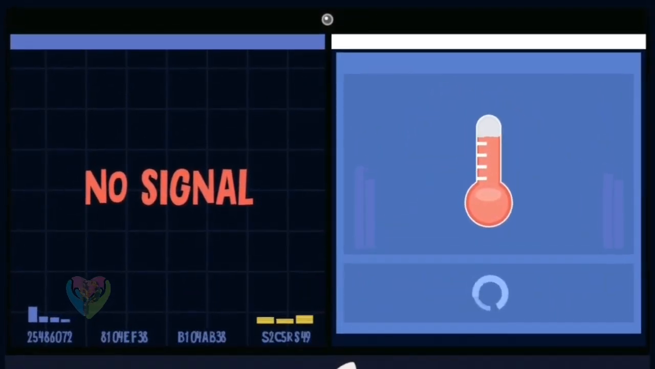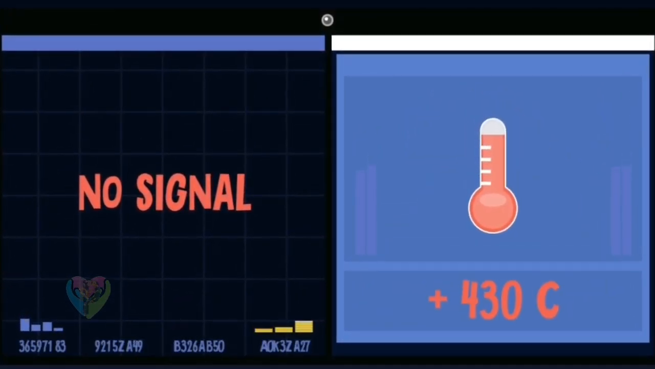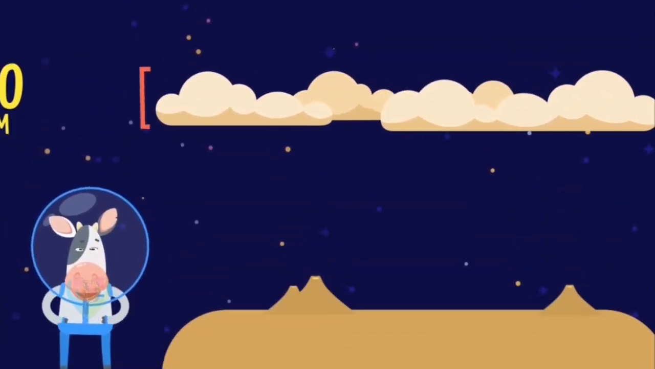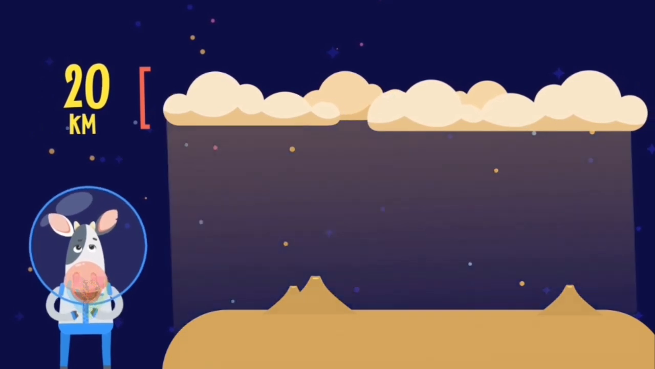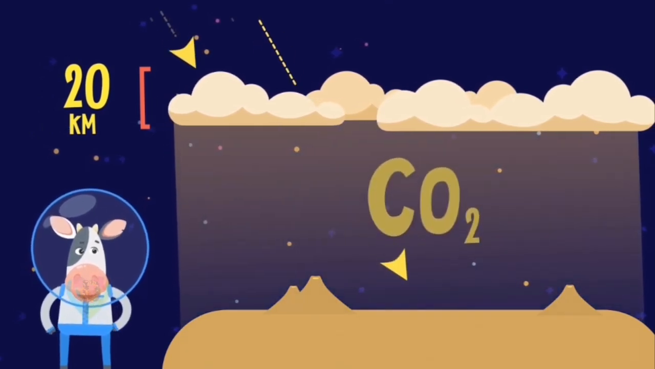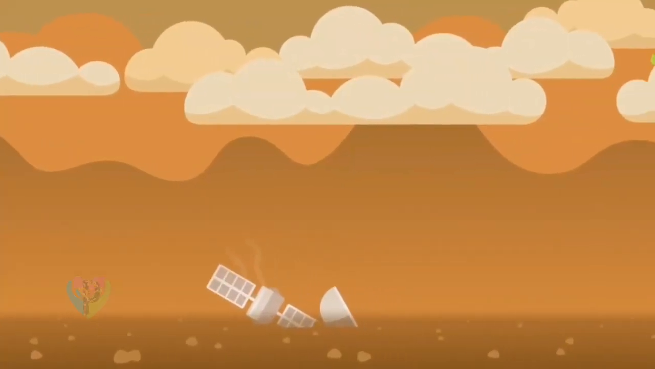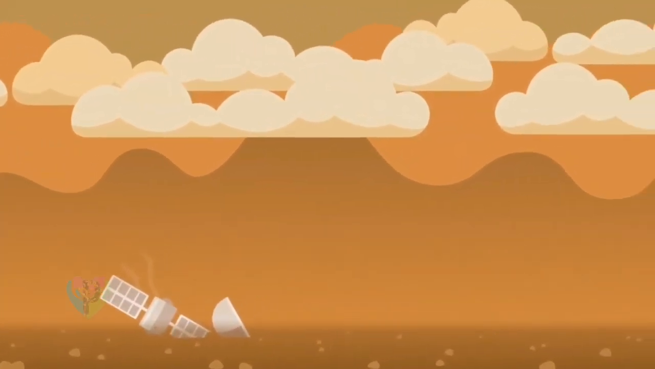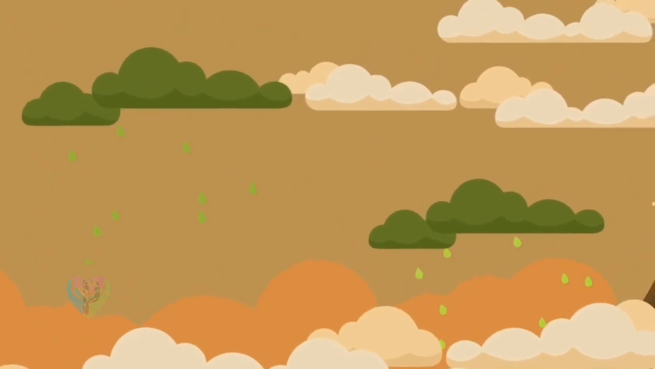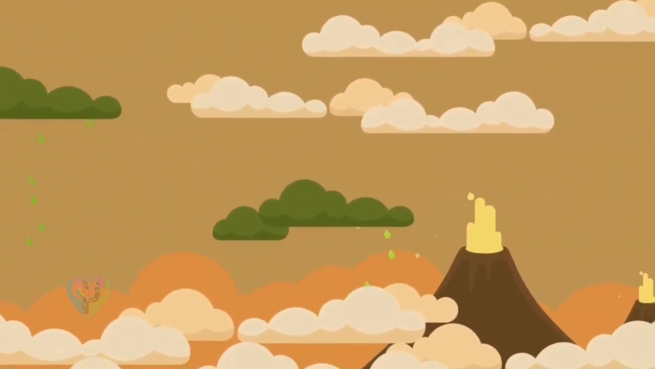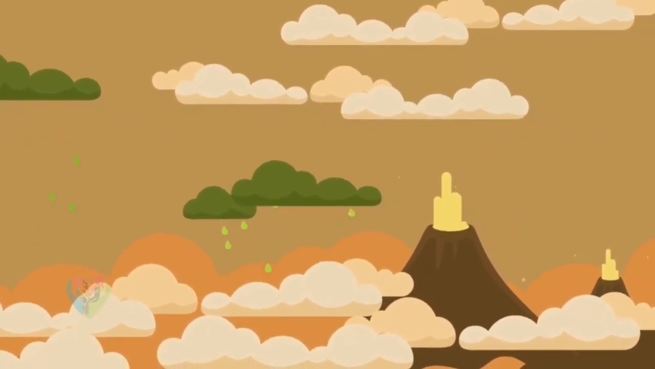Also, Venus is the hottest planet in the solar system, because a thick, 20-kilometer layer of clouds of sulfuric acid and a dense atmosphere of carbon dioxide keep in the sun's rays, creating a greenhouse effect. Over there, on Venus, it is always twilight, and acid rain is constantly falling, with raging hurricanes, lightning storms and erupting volcanoes.